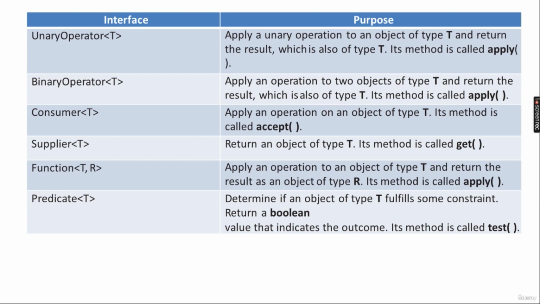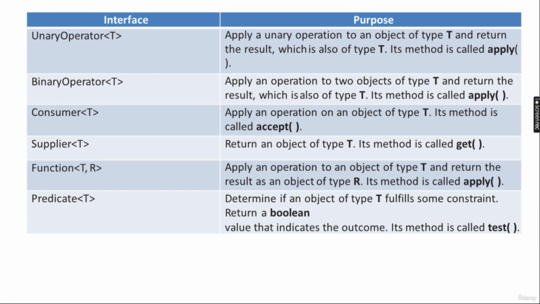Functional interfaces. UnaryOperator T. Apply a unary operation, that is increment, decrement, to an object of type T. T can be anything, and return the result, which is also of type T. Okay. So like an integer is incremented by 1, returning an integer. A double is decremented by 1, a double is returned. The method is called apply. Okay. BinaryOperator T. Apply an operation on 2 objects of type T and return the result also of type T. The method is also called apply.